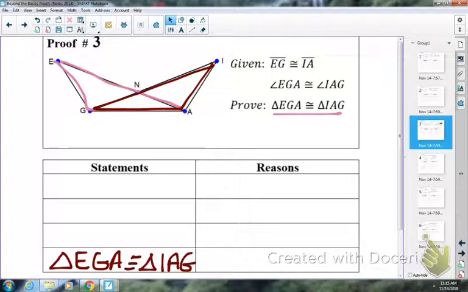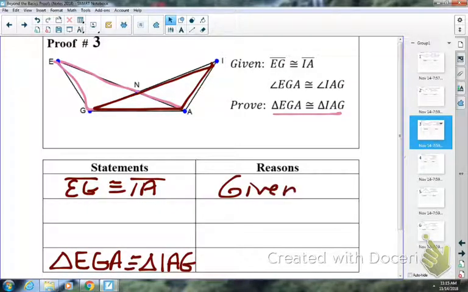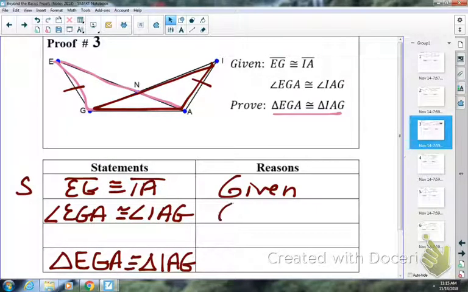So just like before, we're going to start with the given. So we have segment EG is congruent to segment IA, given information. And we have a second part, and again, I'm going to put an S in the margin to indicate the fact that I have a pair of sides congruent. Okay, next up, I have angle EGA is congruent to angle IAG. Again, that's given information. And I'm going to mark that in the picture. Also, that's a pair of angles, so I can put that.